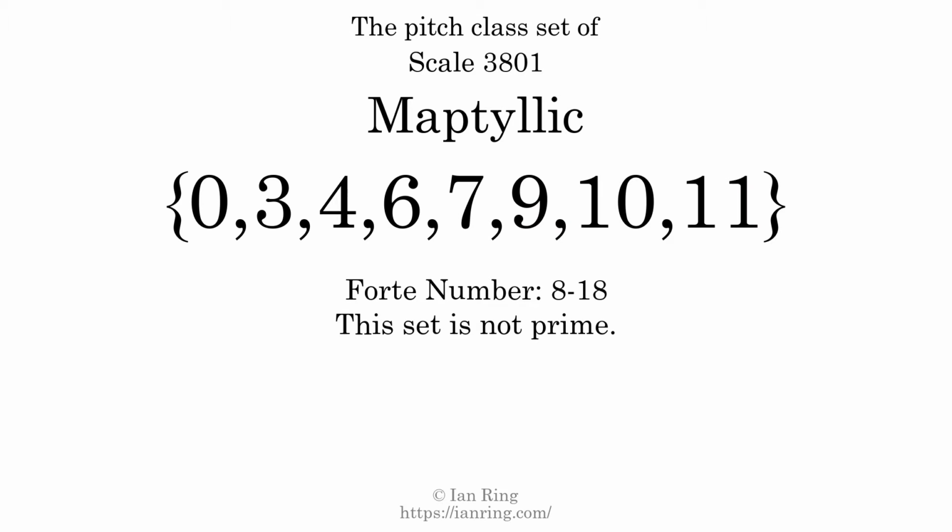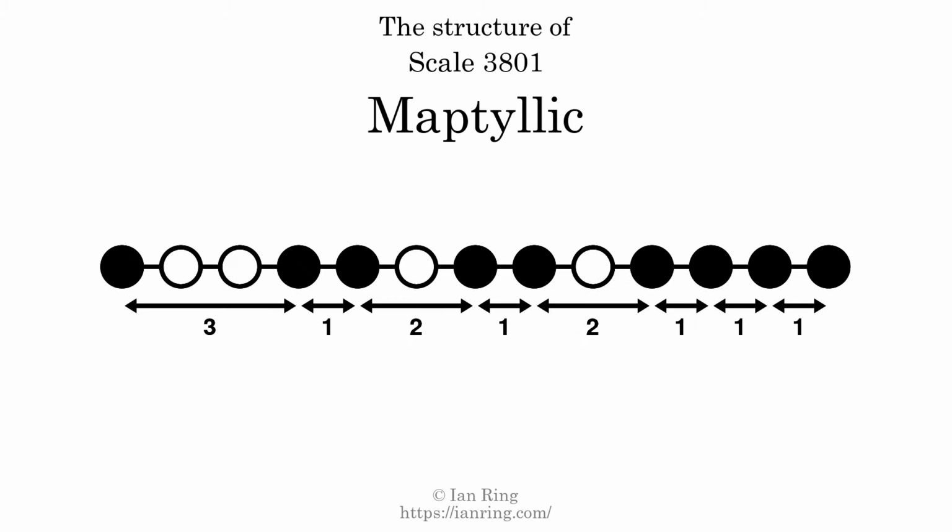The pitch class set for this scale is 0, 3, 4, 6, 7, 9, 10, 11. The forte class is 8-18. This set is not prime. The structure of a scale is a description of the interval distance between each successive tone. This scale has a structure of 3 1 2 1 2 1 1 1.